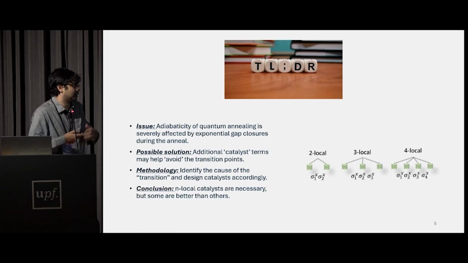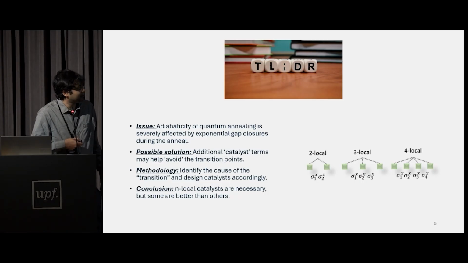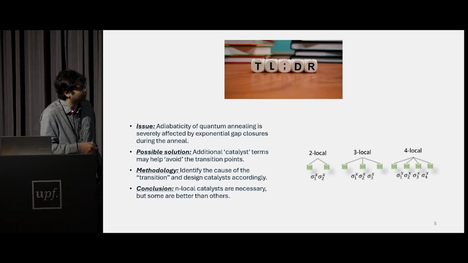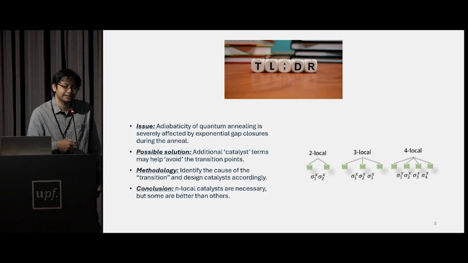And the conclusion is that I'll show you that n-local catalysts are going to be necessary. You have to increase the locality of your flip terms, basically. And by n-local, I mean 2-local means you flip 2 spins at a time, 3-local means 3, and 4-local means 4, and so on. But you're also going to see that some of them are better than the others in the problems which I'm going to show.